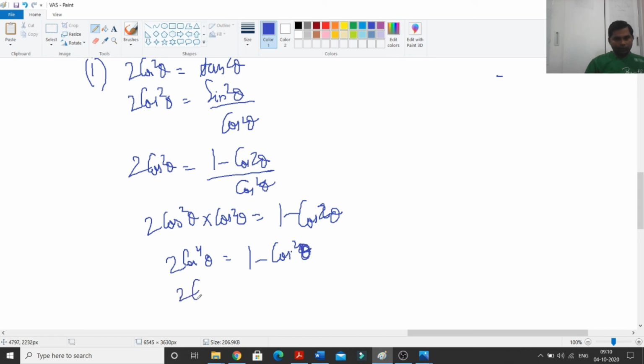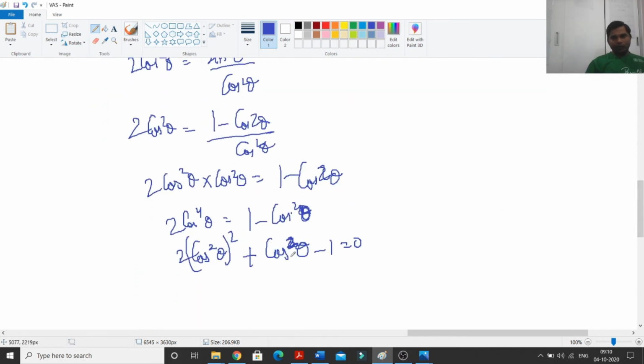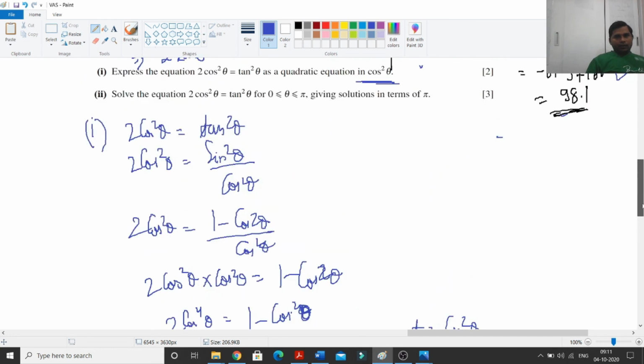So we get 2 cos 4 theta equals 1 minus cos square theta, which is 2 (cos square theta) square plus cos square theta minus 1 equals 0. So it's a quadratic in terms of cos square theta. That's what they want, right? If we let cos square theta be t, we get 2t square plus t minus 1 equals 0. It's a quadratic in terms of cos square theta. So that's the first part.